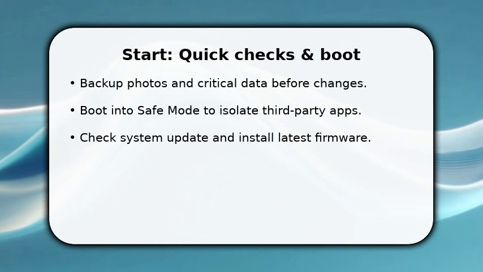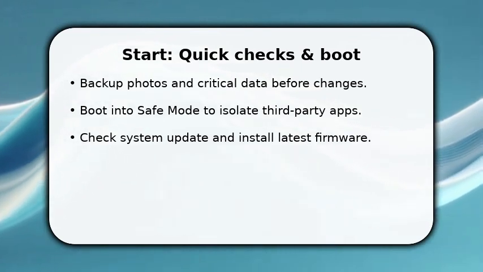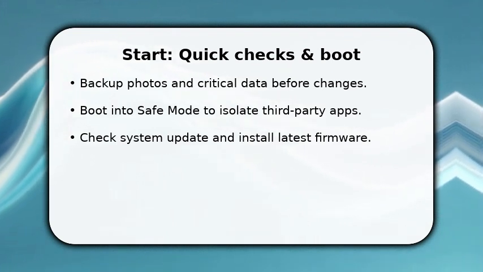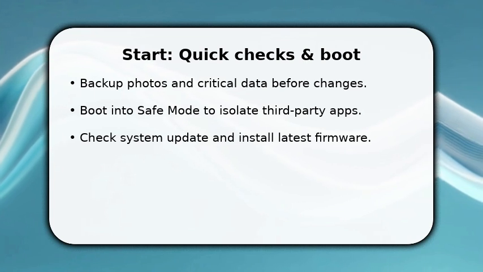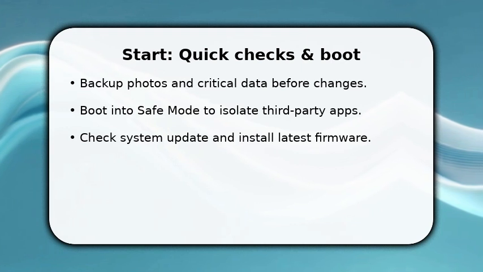You begin by protecting data and isolating software causes. First, back up your photos and app data so you can experiment without risk. Next, reboot directly into safe mode. This disables third-party apps and shows whether the flicker is app-related.